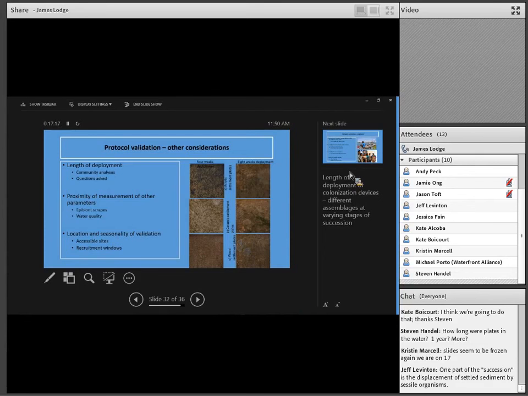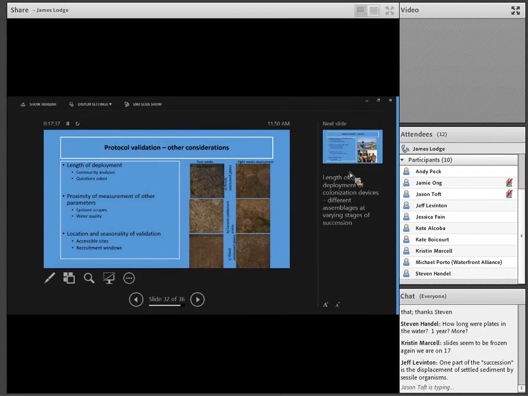Jeff suggested that one part of succession is also the displacement of settled sediment by sessile organisms, so consider that. Also consider the measurement of those other parameters, how close they are to the colonisation device, and how likely they are to vary spatially.